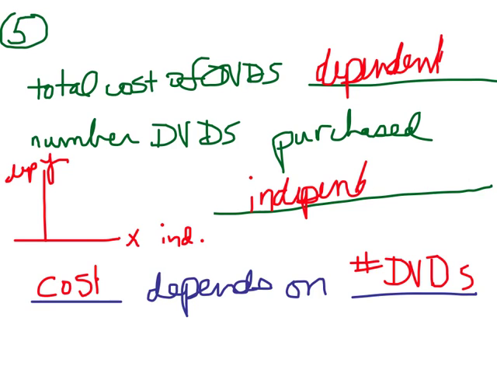So if I were to graph this, I'd want to put the number of DVDs I purchased here: 1, 2, I bought 3, I bought 4. And then my cost would go on my y-axis. That's how you determine when you graph things. That's why we're talking about it, because we're going to be graphing a lot the rest of the semester, and this week we're just getting started on that. So this is why we're talking about it.